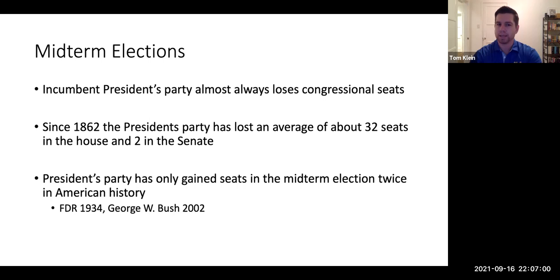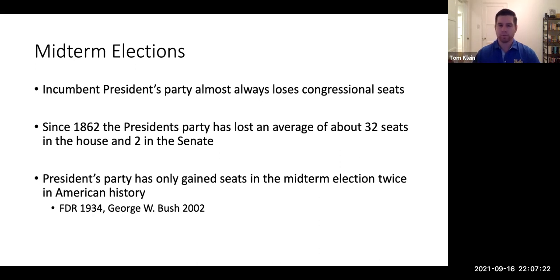It's only happened twice in US history, FDR in 34 and George W. Bush in 2002. So why were these two presidents successful in gaining congressional seats in midterm elections? Because they served during times of extreme tragedy or catastrophe, we might say.